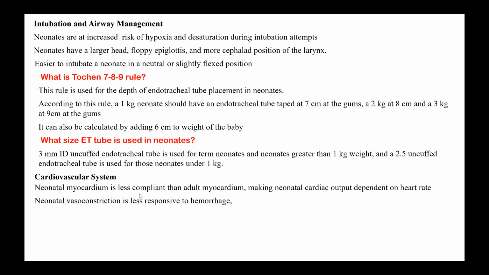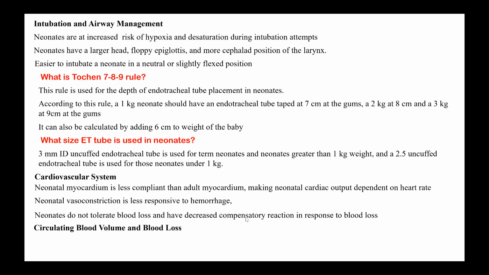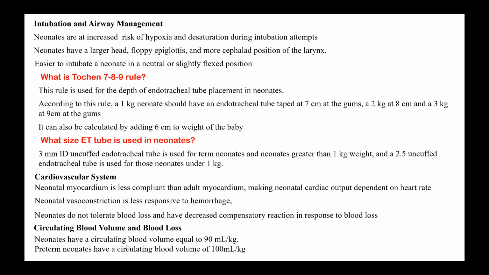Cardiovascular changes: the neonatal myocardium is less compliant than adult myocardium, and cardiac output is rate dependent in the newborn. Circulating blood volume is 90 ml per kg. So if a child is only 1 kg in weight, it will have only 90 ml. And preterm babies will have 100 ml per kg.